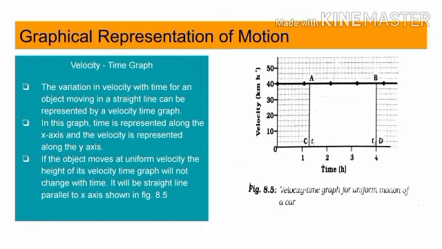If the object moves at a uniform velocity, the height of its velocity-time graph will not change with time. It will be a straight line parallel to the x-axis, as shown in figure 8.5. Here, figure 8.5 represents the velocity-time graph for uniform motion of a car. Yes, you can see that AB is parallel to CD.